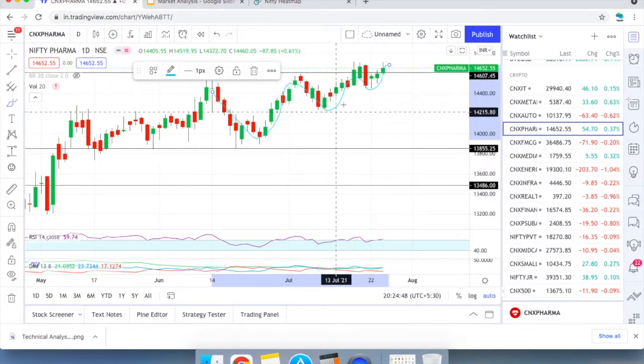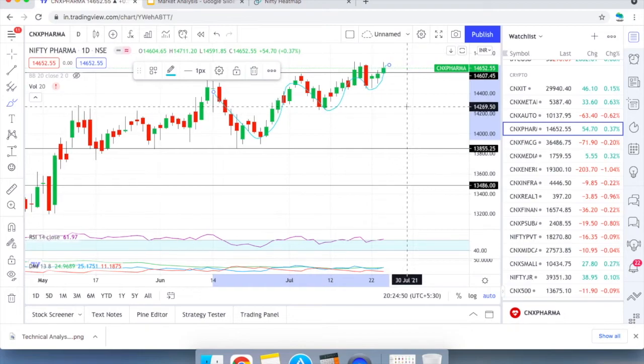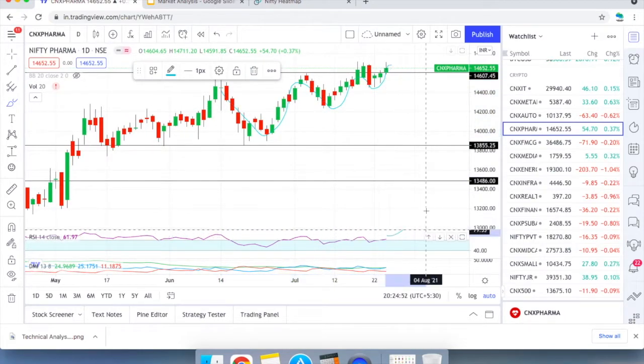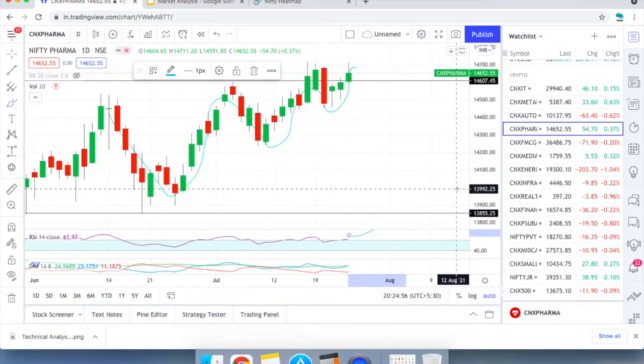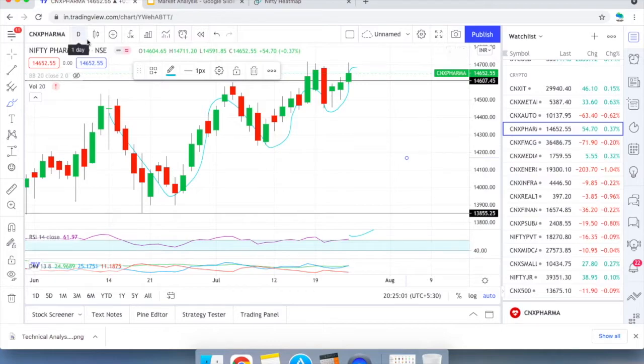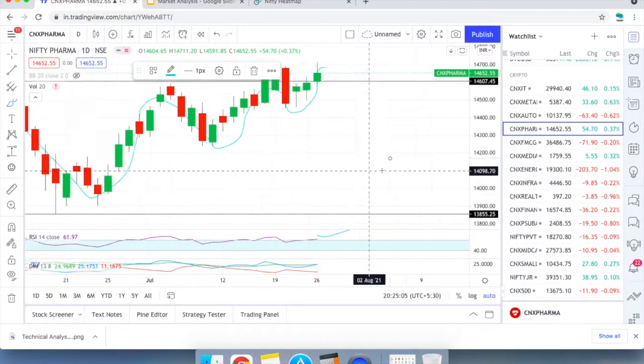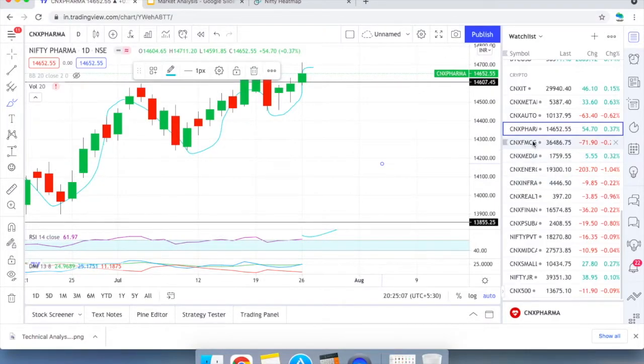It is trending up and there is a double top, bullish momentum, trend, everything is bullish. So pharma is in the bullish zone. So pharma joins the IT. Pharma is catching up and it is trending, right?